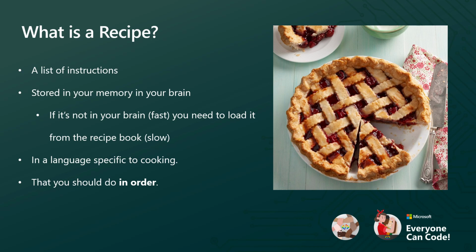A recipe is a list of instructions that's stored in your memory, in your brain. Now, if it's not in your brain, you need to load it from the recipe book before you can use it. It's in a language specific to cooking, using cooking terms like bake or broil or a cup or an ounce. And you need to do these instructions in order, just like a computer program.